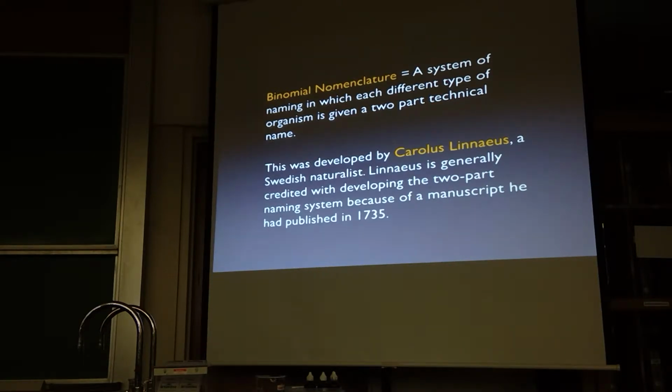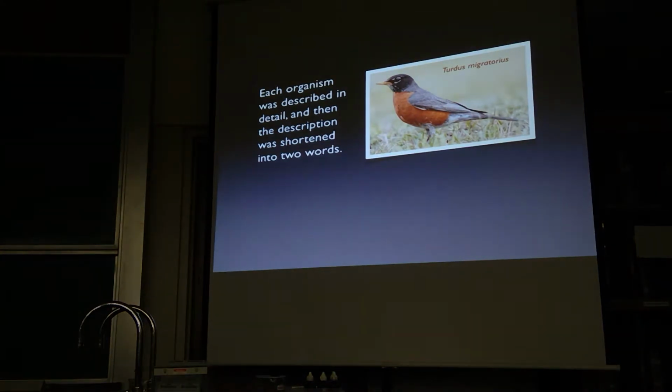He published a manuscript in 1735, and in this manuscript, he gave specific descriptions of a whole series of different types of organisms. And then off in the margin, he would have a two-word short version of this description. So for example, a robin might be described as a thrush-like bird. It has a red-colored breast and a gray back. It's got a white eye ring around it. It's got a black head. So there would be this long description of it, but then there would be a two-word summary.